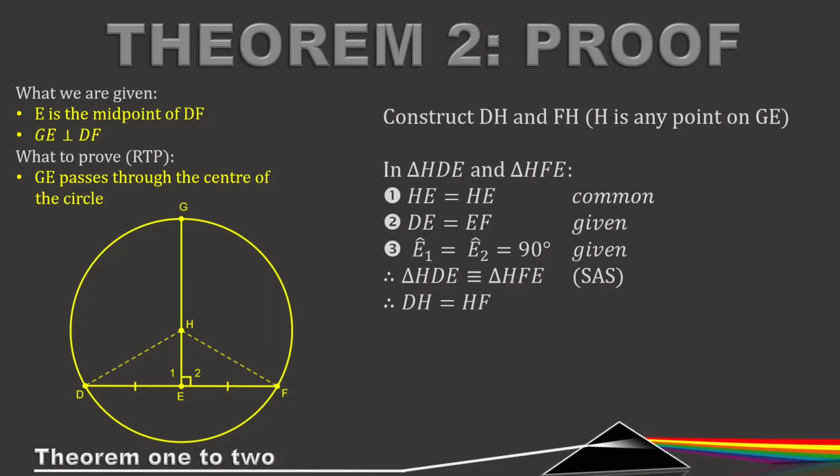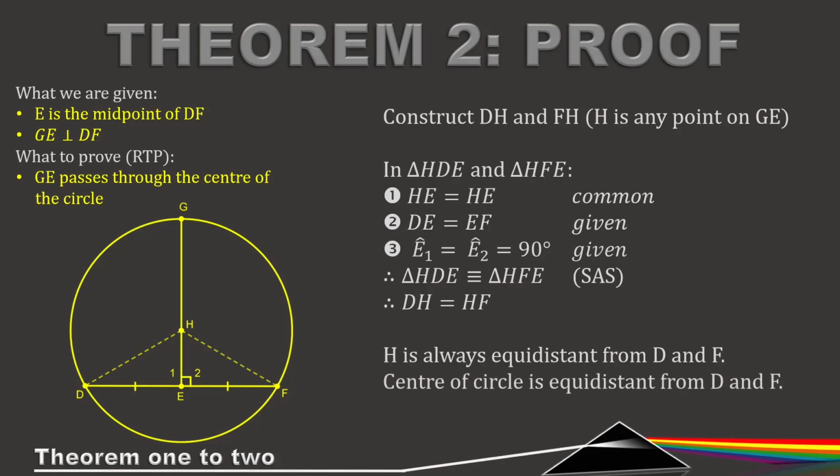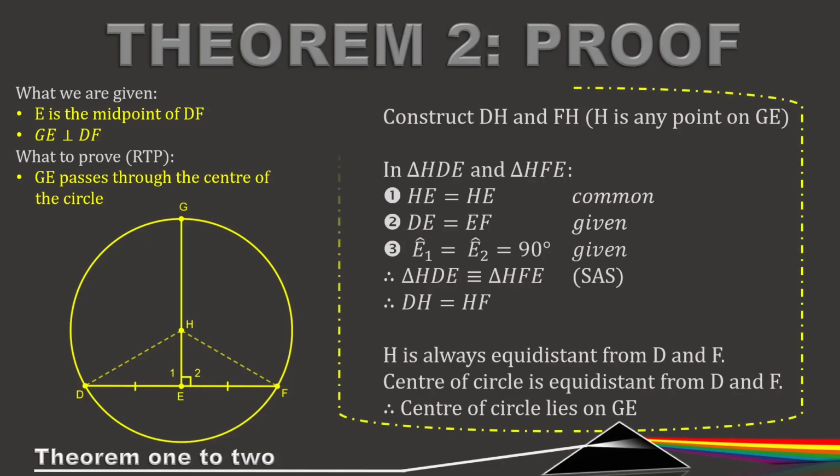Okay. Now, just to continue with that, we can say that H is always equidistant from D and F. Basic, straightforward. Then the center of the circle is equidistant from D and F. That is a fact because they both lie on the radius and the center is in the center of the circle. And with those two statements, we can therefore conclude that the center of the circle must lie on GE. Right, that's the proof.